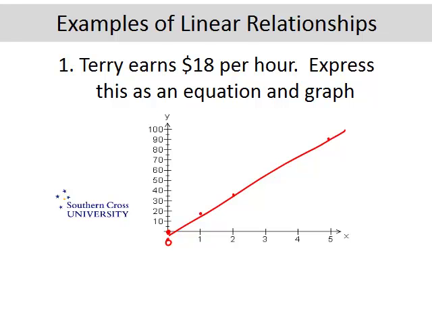So the equation, well, the amount that Terry will earn will be 18 times the number of hours that he works. So we could write that as A equals 18H.